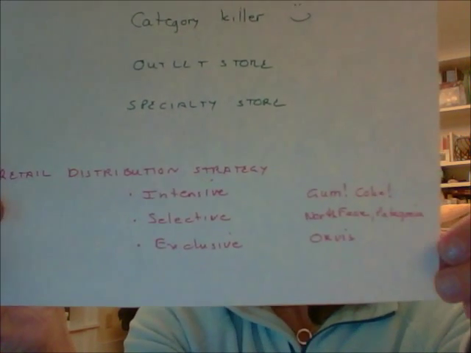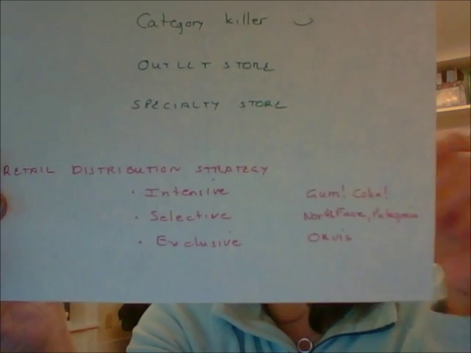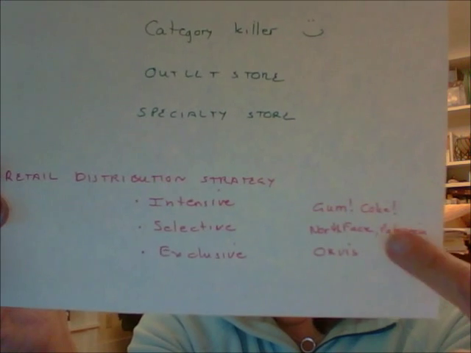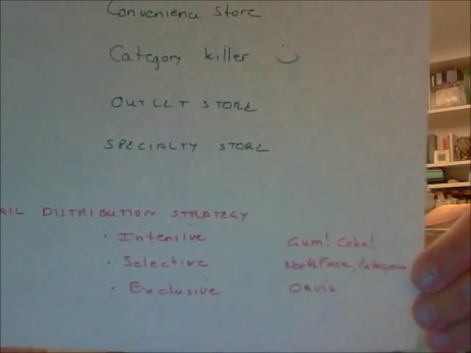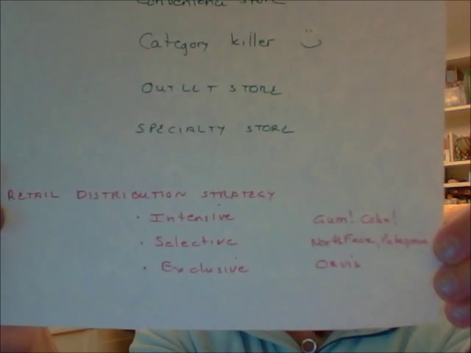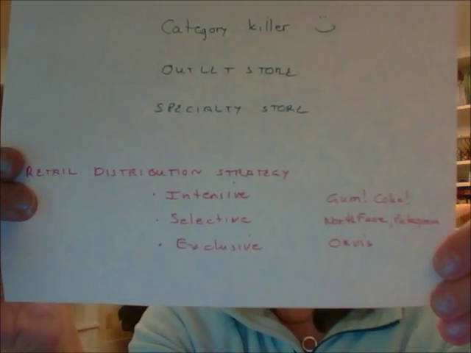Selective, which means you can buy it in only a few stores, and I think North Face and Patagonia are a good example of that. You can buy both of those products in Buffalo, but you can't buy it in every store. You can only buy it in just a few. And then exclusive would be something like Orbis, where they sell only in their own stores.